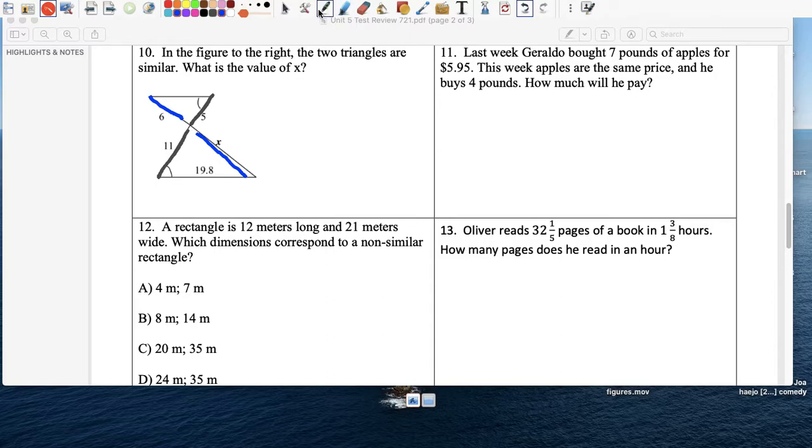So I can set up my proportion. The ratio of 6 to x equals the ratio of 5 to 11. Cross multiply, 5x equals 66. Divide both sides by 5, and x equals 66 divided by 5, so x equals 13.2.